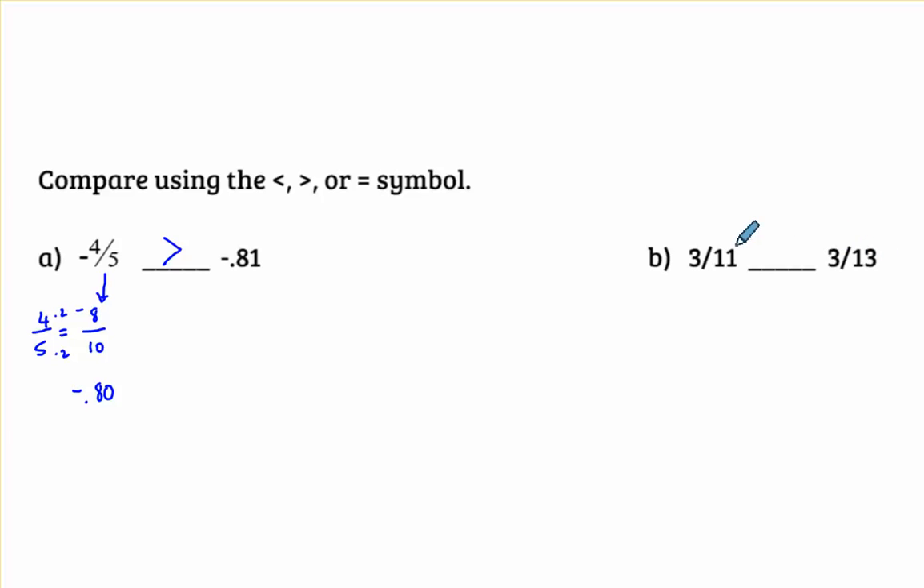So if you have a pizza that's divided into 11, those pieces are going to wind up being bigger than if you've got the same size pizza cut into 13. So these pieces in here are bigger, and we have 3 bigger pieces compared to 3 smaller pieces, so that would have to be greater than.